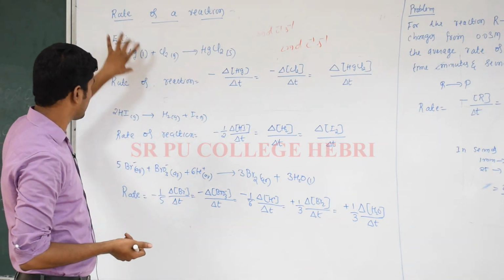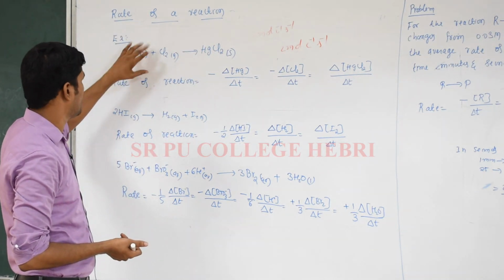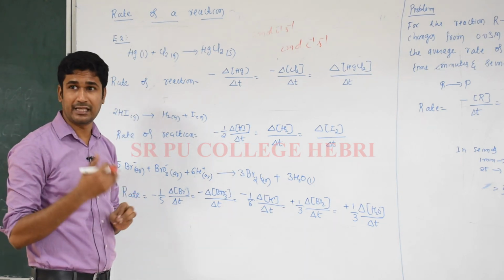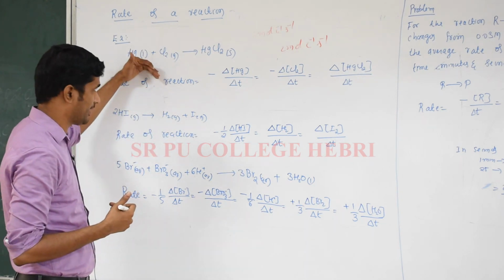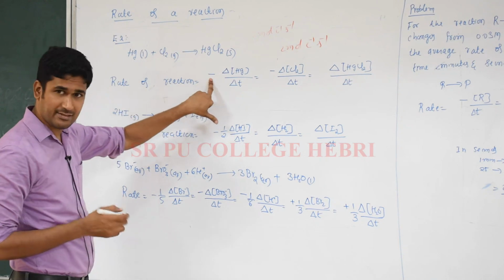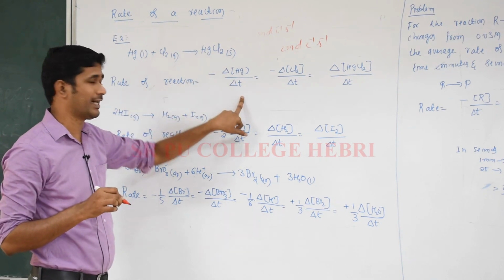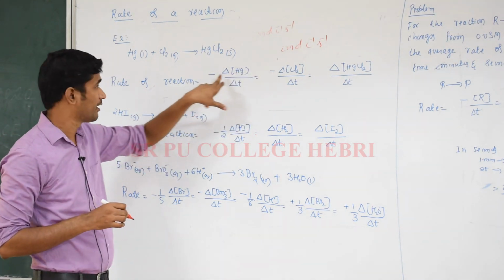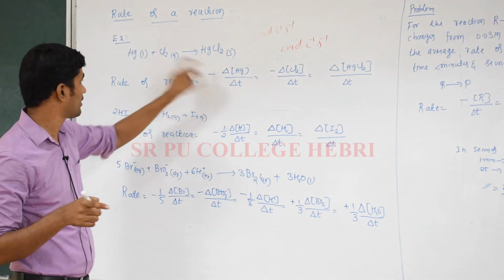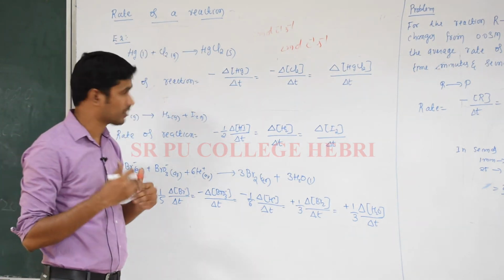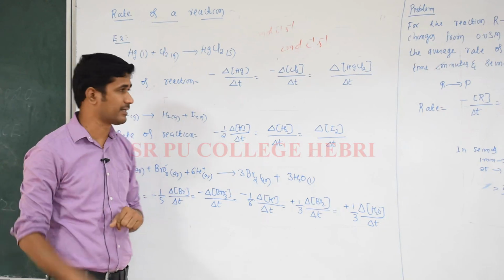You need to remember this. Now I'll write the rate of this reaction. Rate is nothing but a change in molar concentration of mercury, that is minus delta Hg divided by delta T. This is the rate. Why is it minus? Because the concentration of reactant decreases.